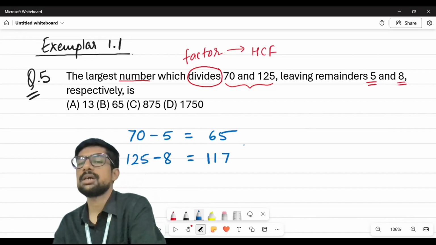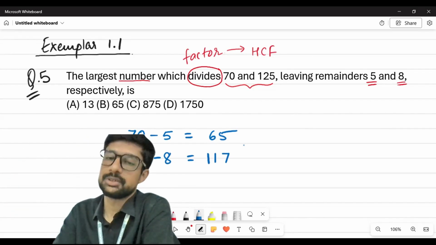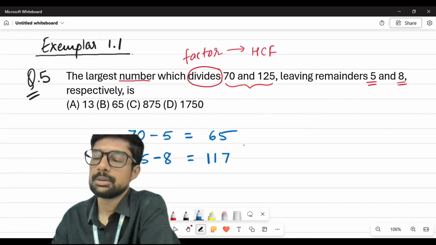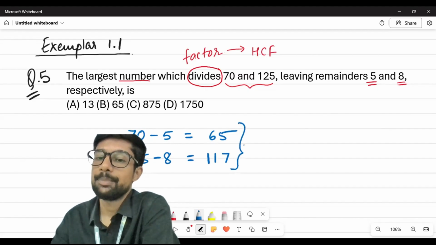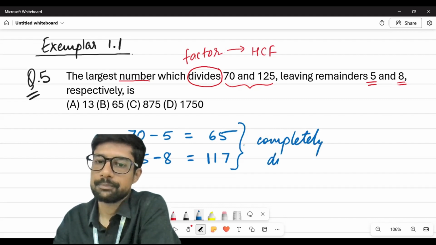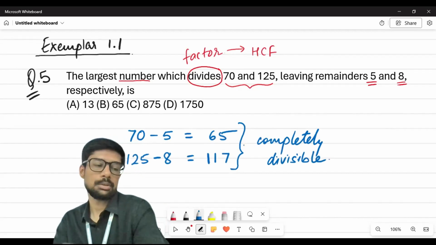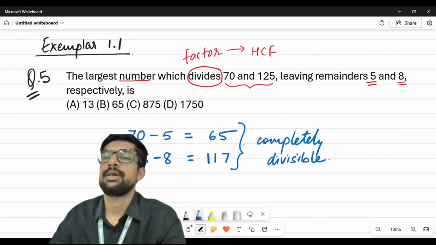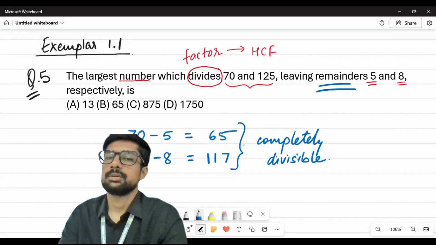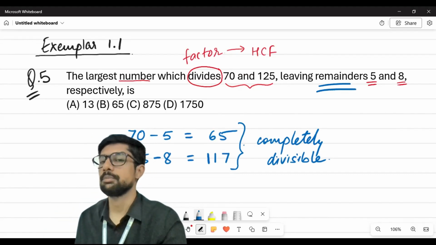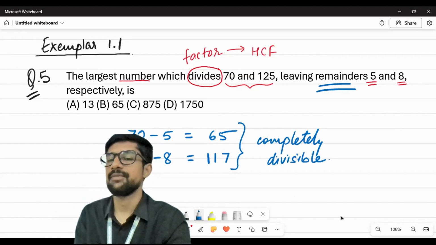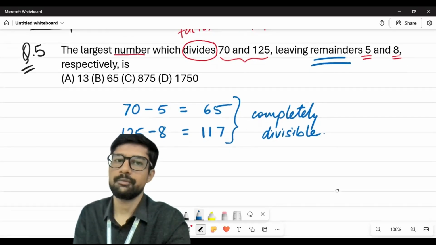Now, these are the two numbers that are completely divisible. These two numbers will now be completely divisible. So we have to find that number. That means the HCF. So that's how this kind of question is approached. Whenever remainders are given, just remove the remainders from the numbers. And now let's quickly find the HCF of these two.